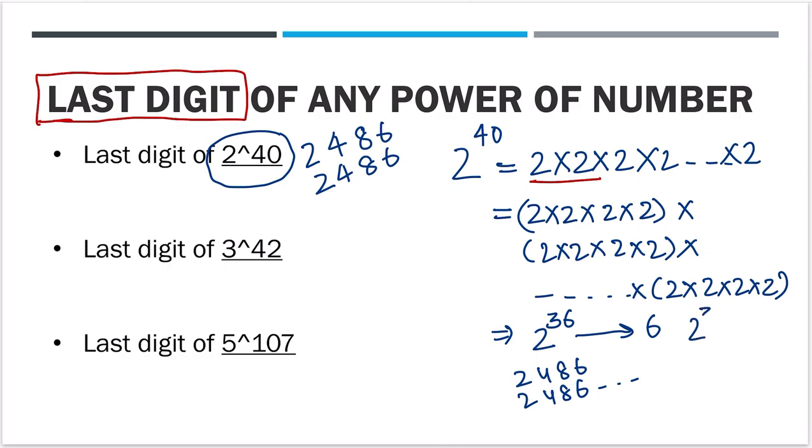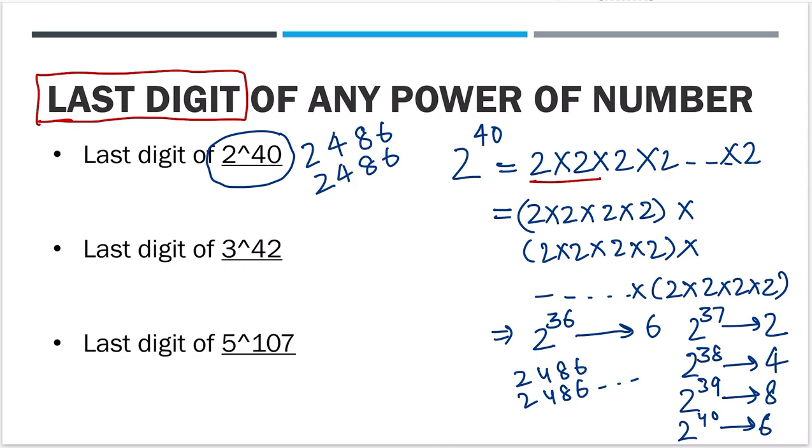2 raised to power 37 you will get again 2. 2 raised to power 38 you will get 4. 2 raised to power 39 you will get 8, and 2 raised to power 40 you will get 6. I hope this is clear. For every repeating pattern you just have to know where it is going to change.